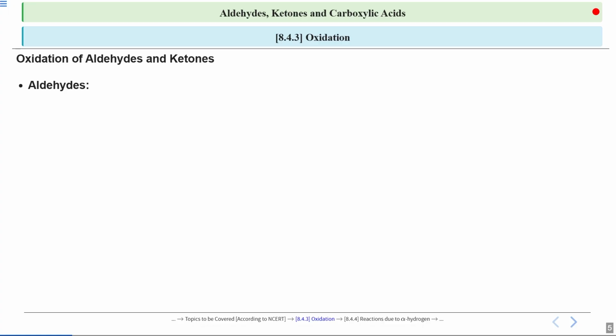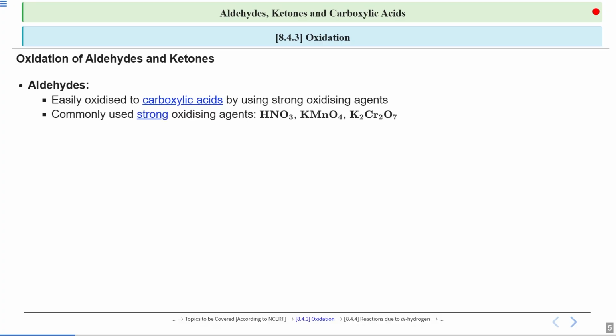So first we will focus on aldehydes. Aldehydes are compounds that can be easily oxidized. Now if I say the word oxidized, I mean they can gain oxygen or lose hydrogen. So aldehydes can be oxidized to form carboxylic acids. Now this transformation requires a strong oxidizing agent which facilitates the addition of oxygen. So we need a strong oxidizing agent.